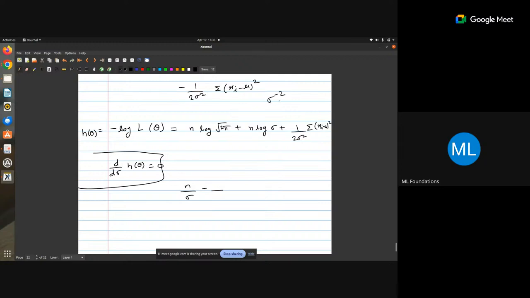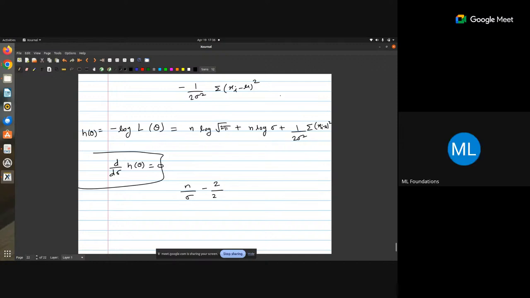Here it will be sigma to the power minus 2, right? So differentiating gives minus 2 divided by 2 sigma cube. Is it sigma or sigma cube? You differentiate, the power becomes minus 3, so sigma cube. Correct, minus three.